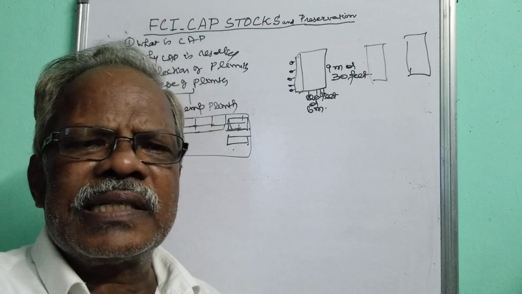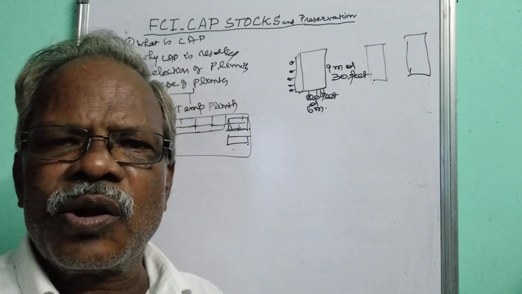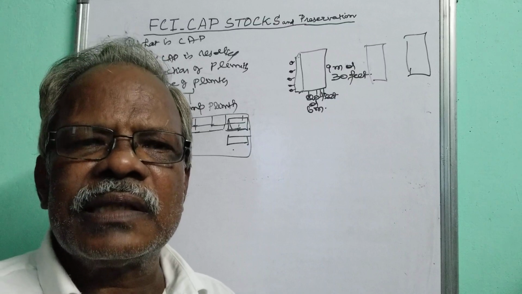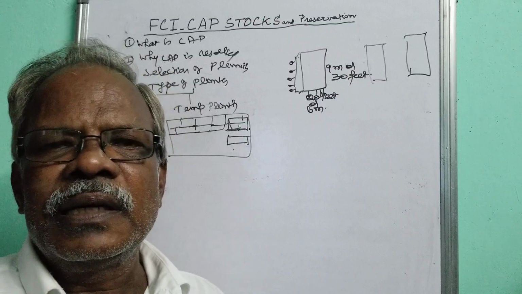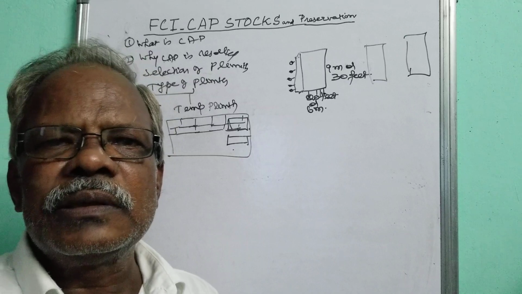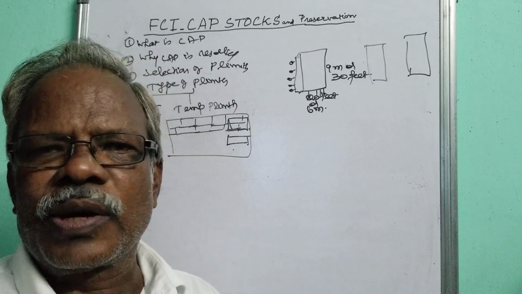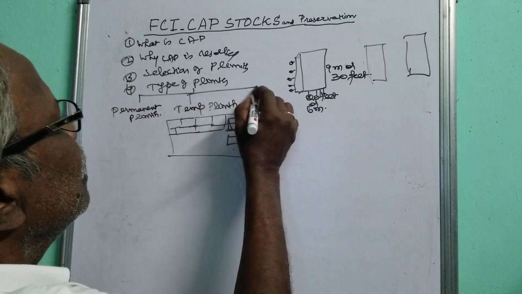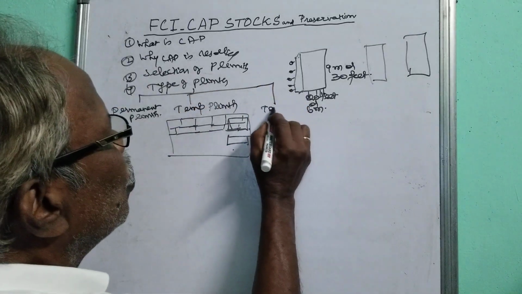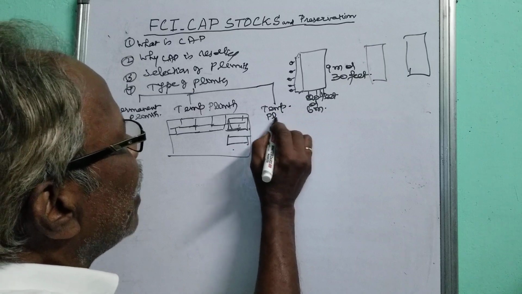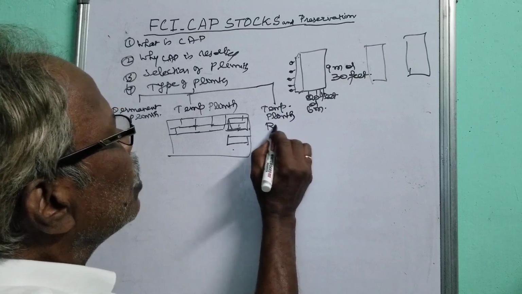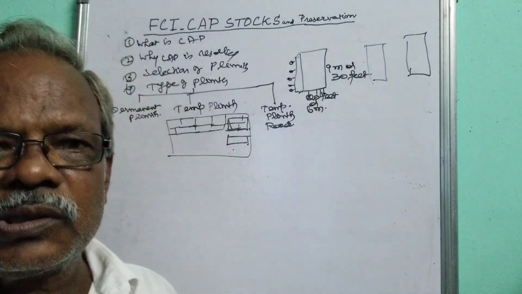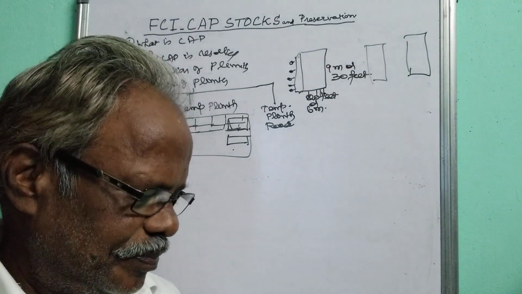Where they could not construct even this, CAP stocks are resorted to on roads and in some elevated ground, to cope up with the storage. These are all types of temporary plinths. Then there is temporary CAP on road or on an elevated structure. So these are all the types of plinths.